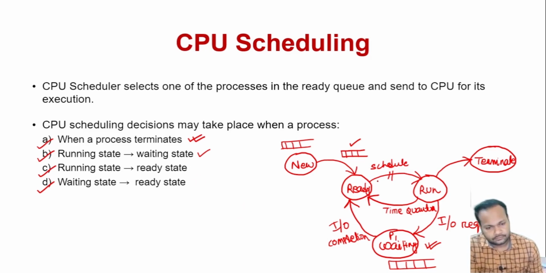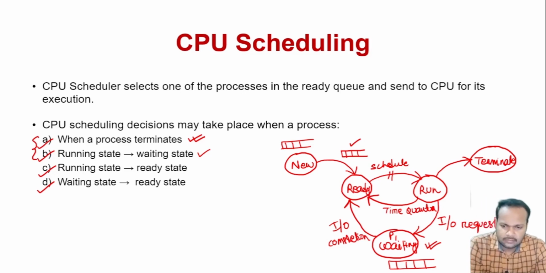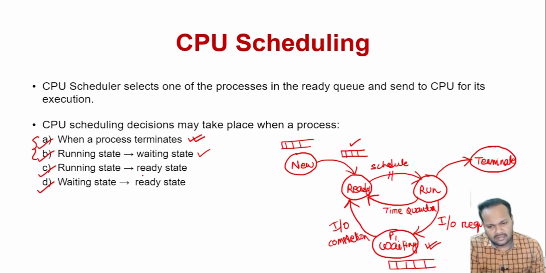These two are clear. Now next is running state to ready state. So let's see how this running state to ready state, if a process jumps, how the CPU scheduling is involved.